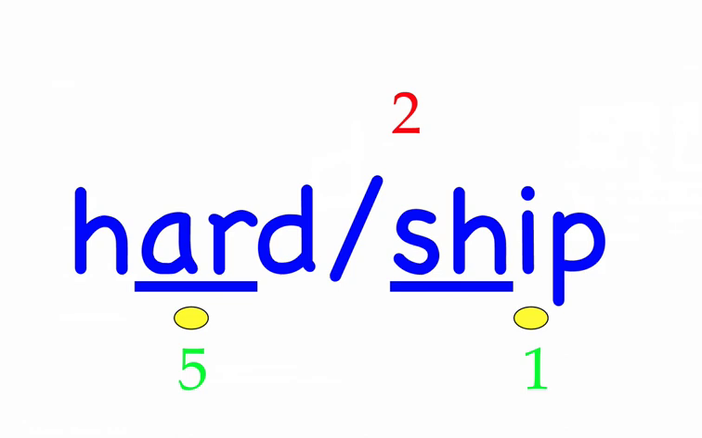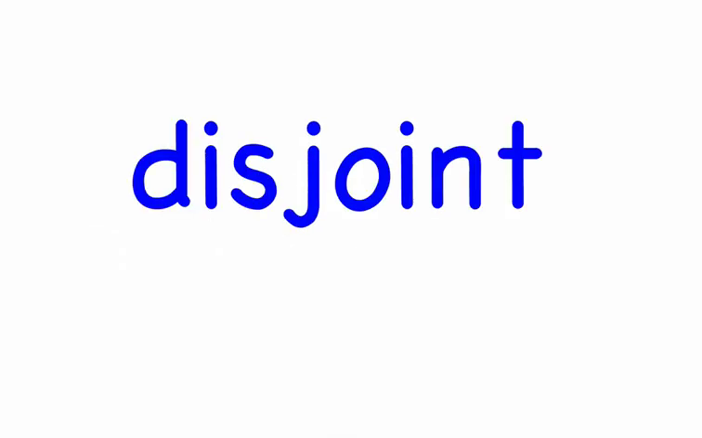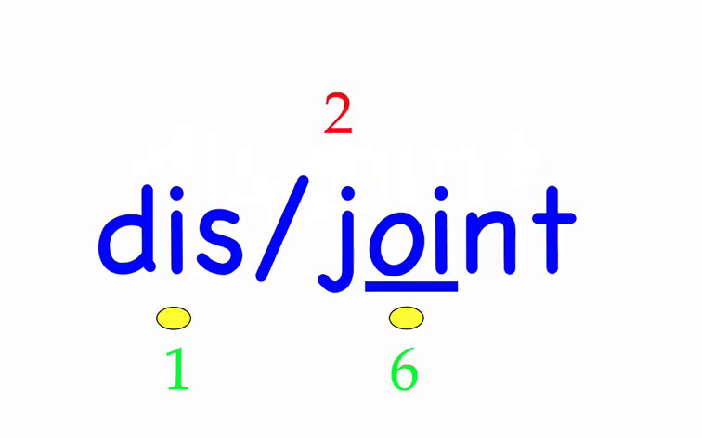Disjoint. Disjoint means to disturb an orderly organization. Disjoint. Dis, three sounds. D, i, s. Joint, four sounds. J, oi, n, t. Disjoint. Mark the word. Disjoint.